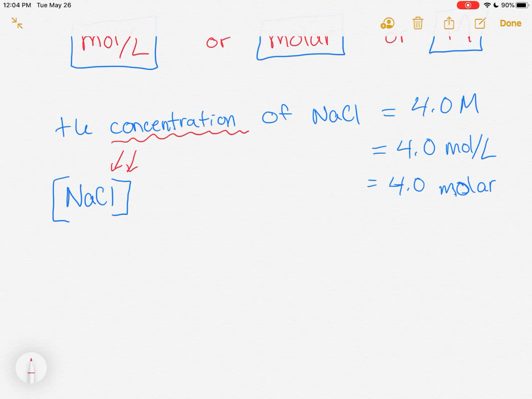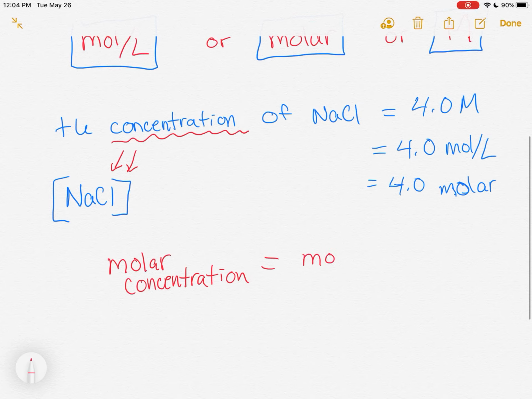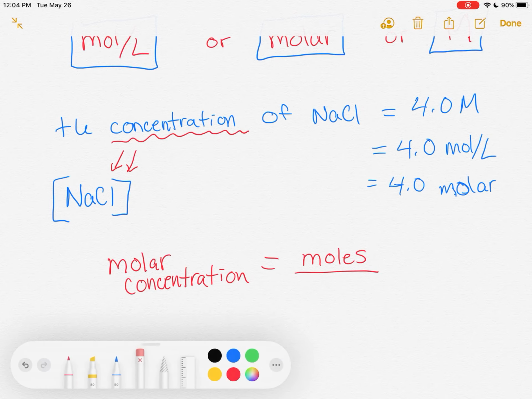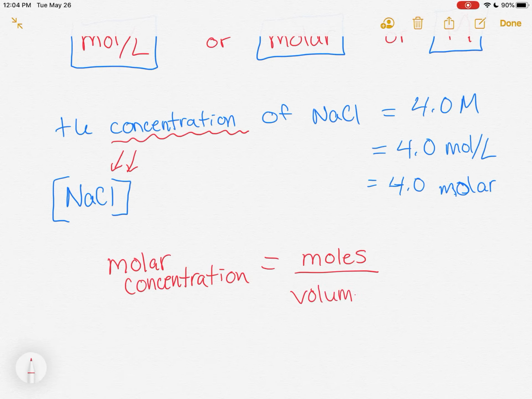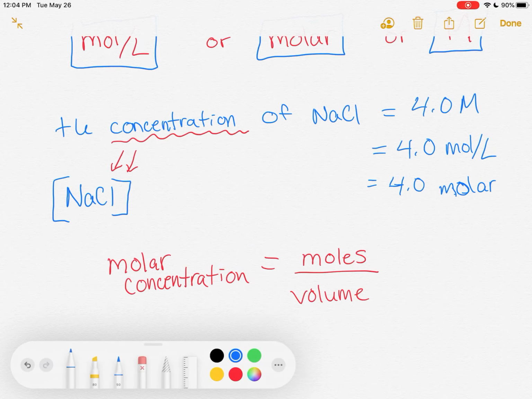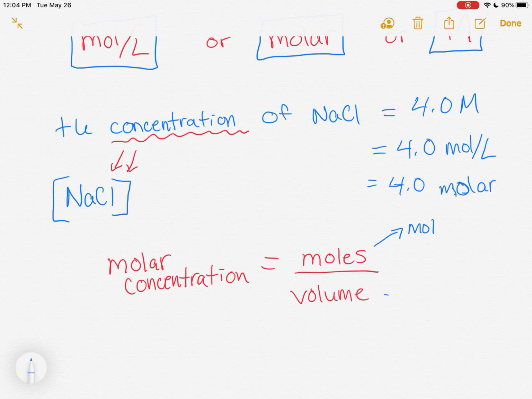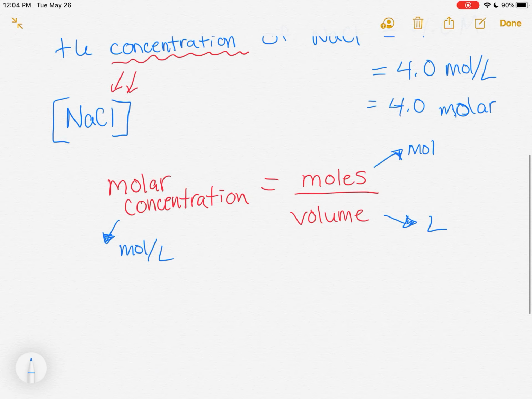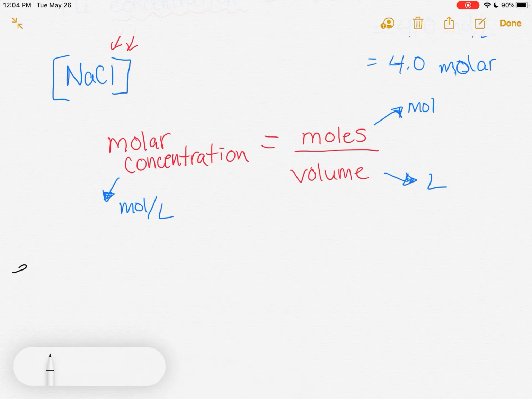So when we are trying to calculate molar concentration, we're going to take the number of moles divided by the volume of our solution. The unit for moles is mol, and the unit for volume that we're going to use here is liters. That's going to give us our molar concentration in moles per liter as our concentration unit. All right, so we're going to start with some examples.